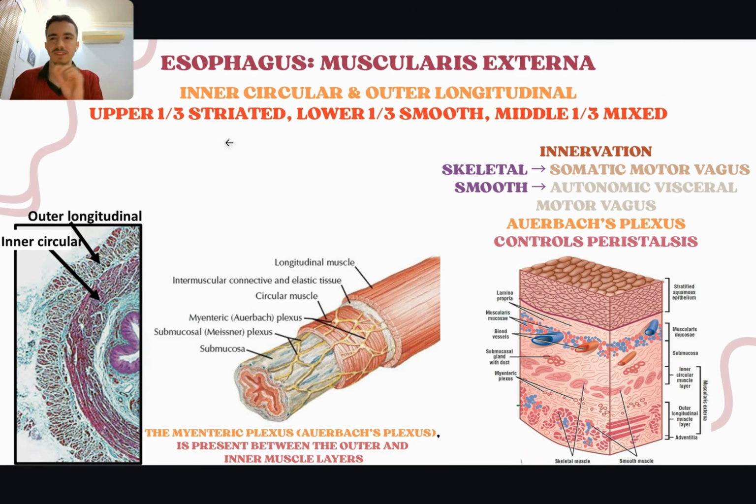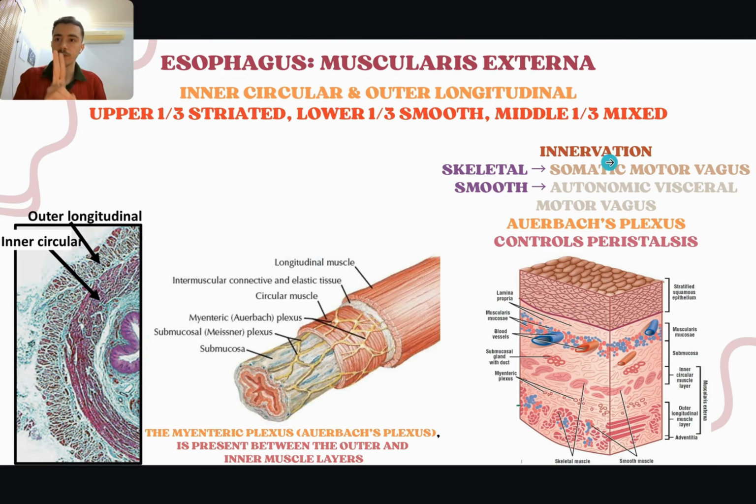You can control it a little bit. And the lower is smooth. It's involuntary. Yeah, and in the middle, it's mixed, but it's probably mostly smooth. Then your esophagus, you cannot control it. So most of it is going to be smooth, and only the upper part is striated, which is skeletal.